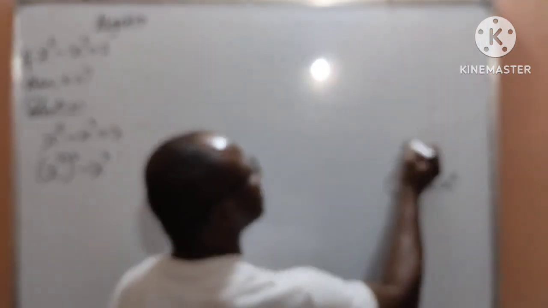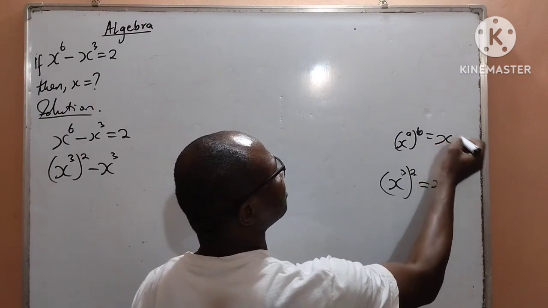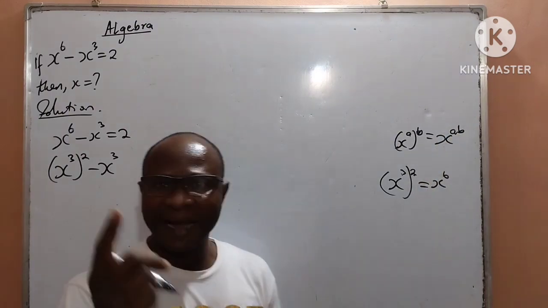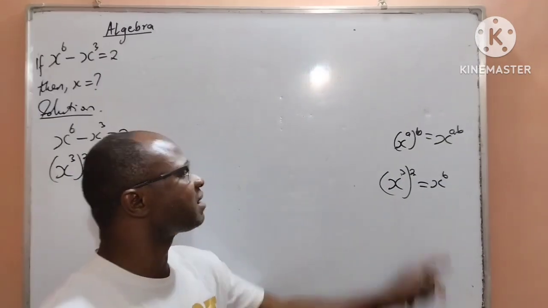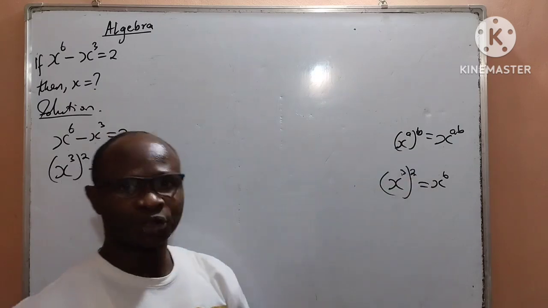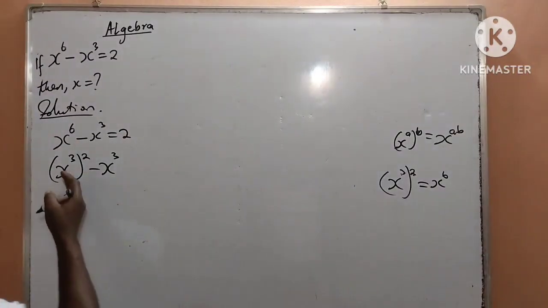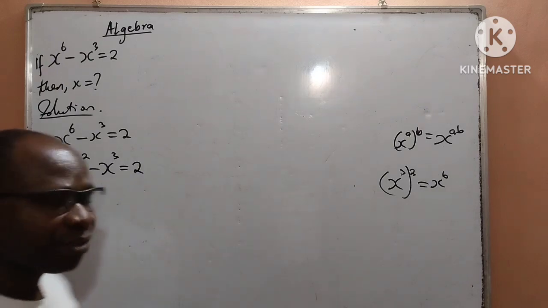So a law in indices says that x raised to the power a, all to the power of b, is equal to x raised to the power ab. So by that law, it means that 3 times 2 will give us 6, meaning that we can write x raised to the power 6 as x raised to the power 3 into 2. That is what I have. This is now equal to 2.